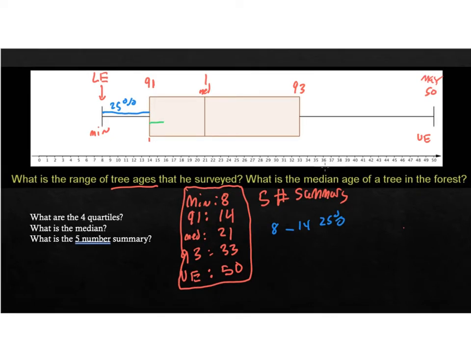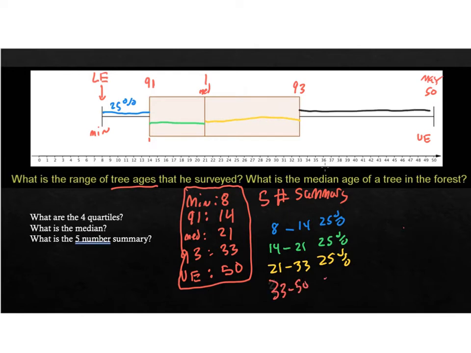Quartile 1, 25% of the trees are from age 14 to 21. Then 25% of the trees are from 21 to 33. And then 25% of the trees are from 33 to 50. Oops, that's not going to show up. 33 to 50. That's another 25%. So this breaks this up into 4 different chunks.